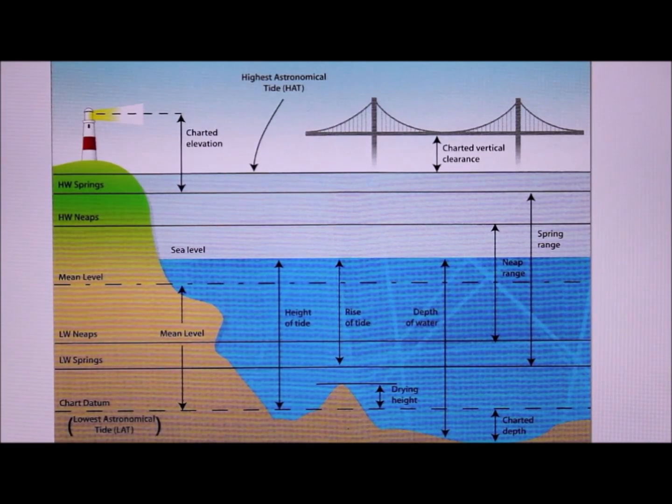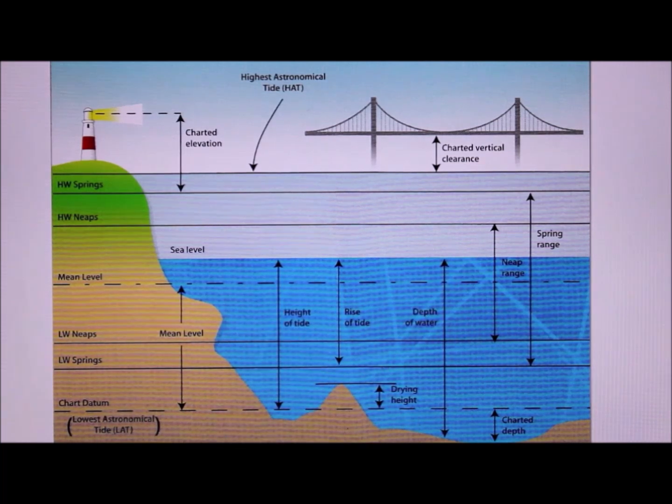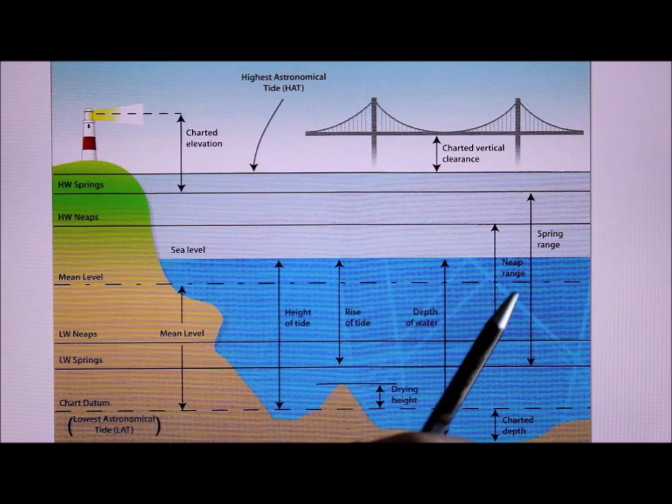The difference between high water and low water on any given tide is called the range of that tide. So here we have the spring range between low water springs and high water springs, and here we've got the neap range between low water neaps and high water neaps. The mean level is not something that we have to bother about very much.